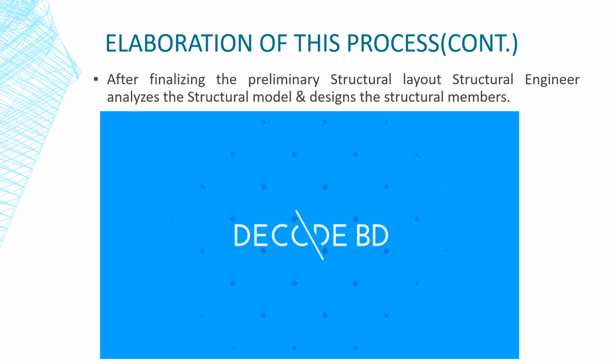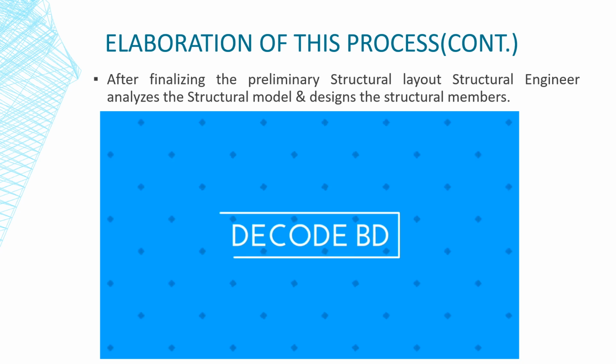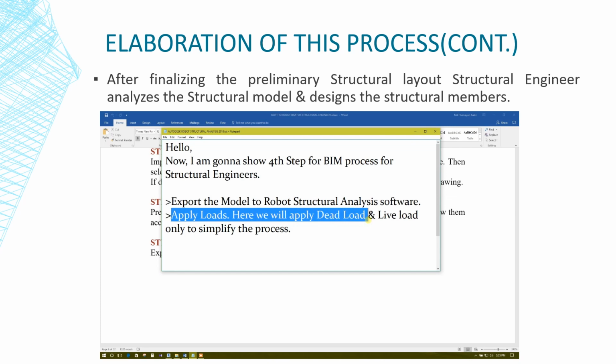After finalizing the preliminary structural layout, structural engineer analyzes the structural model and design the structural members. So from that 3D model, if we use Autodesk as a BIM software, then from Autodesk Revit we can transfer the model to analysis software. Then we can design it in that software. Then we can bring back that designed or modified structure to the Revit. Here is a demo video.